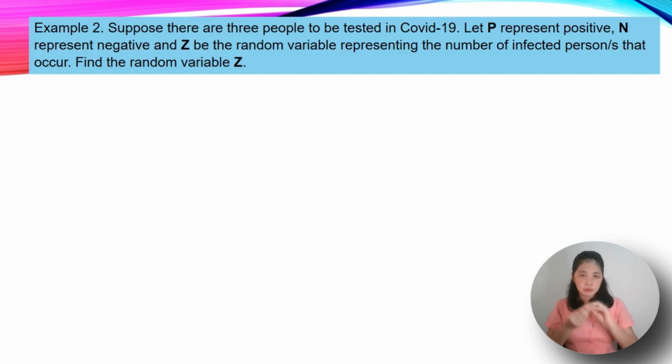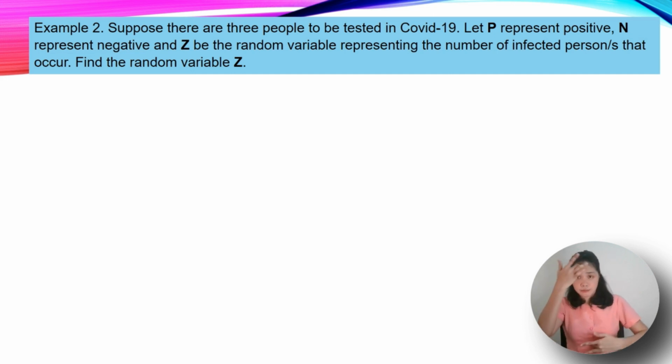Example number 2. Suppose there are 3 people to be tested in COVID-19. Let P represent positive, let N represent negative, and Z be the random variable representing the number of infected persons that occur. Find the random variable Z. Okay, this time we are dealing with 3 people to be tested in COVID-19. We all know that there are only 2 possible outcomes, and that is positive or negative. And we are interested to look for the number of infected persons.